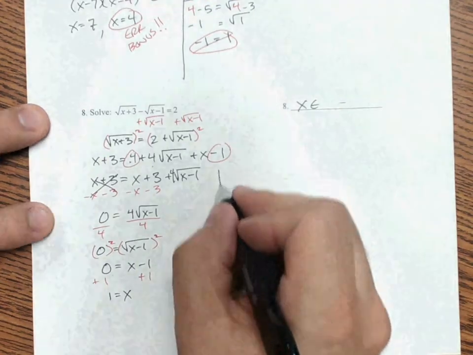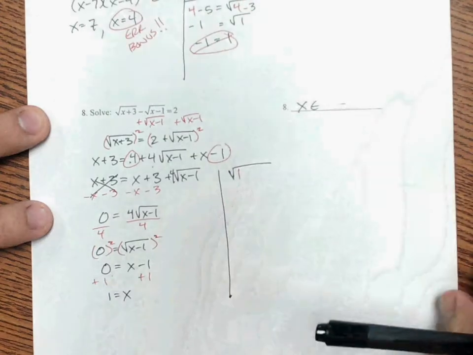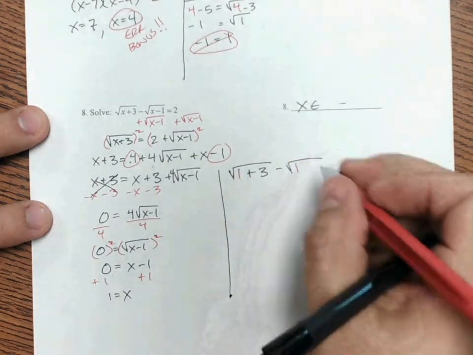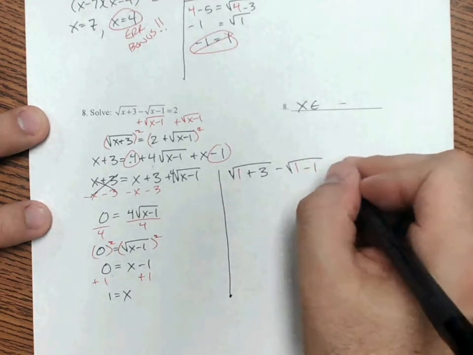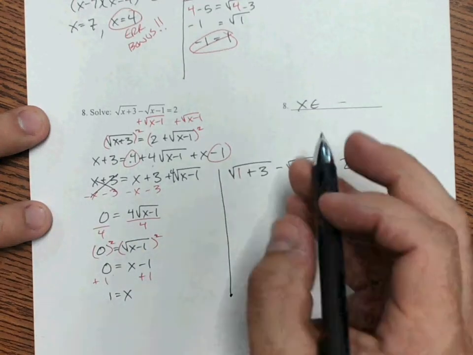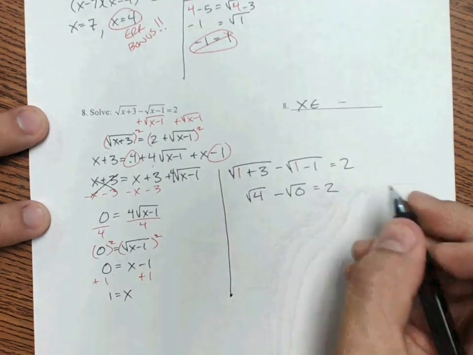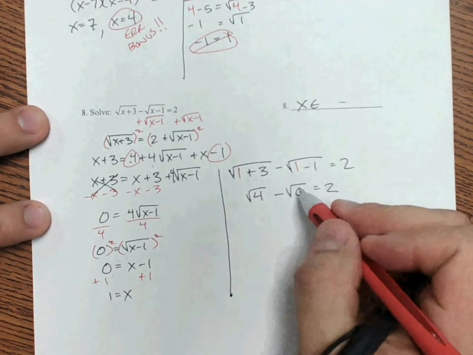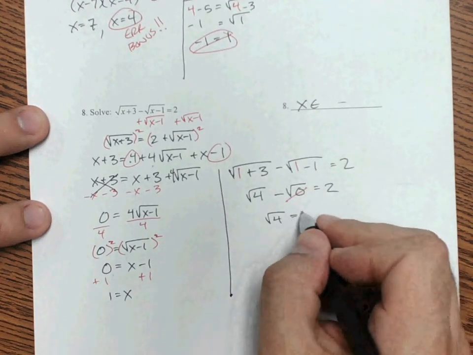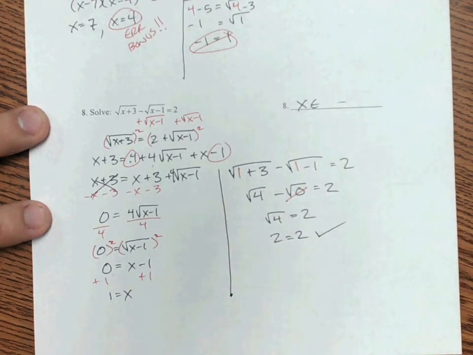To check it, again, I need to plug it in. So I'm going to say square root of 1 plus 3 minus square root of 1 minus 1 equals 2. Plugging that x value into the x values from the original question. 1 plus 3 is 4. 1 minus 1 is 0. Equals 2. Square root of 0, guess what? Also 0. So we could ignore that. Leaves us with the square root of 4 equals 2. Square root of 4 is 2. So we are good to go. That is a correct statement.